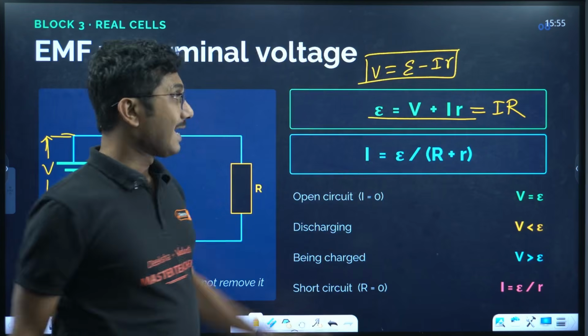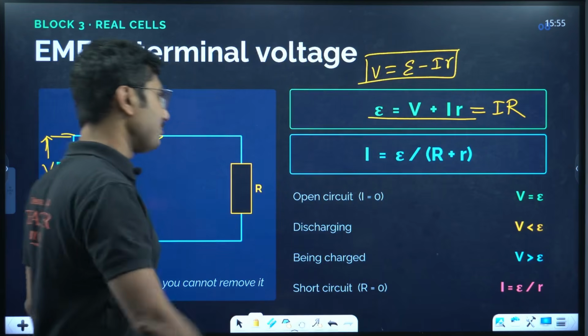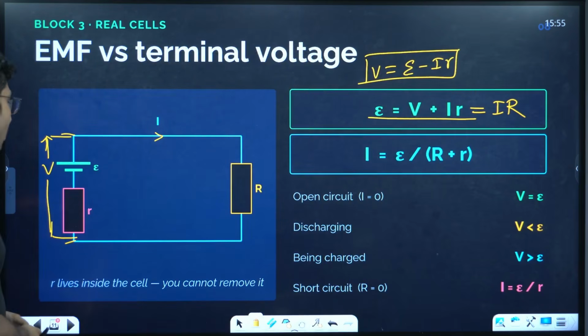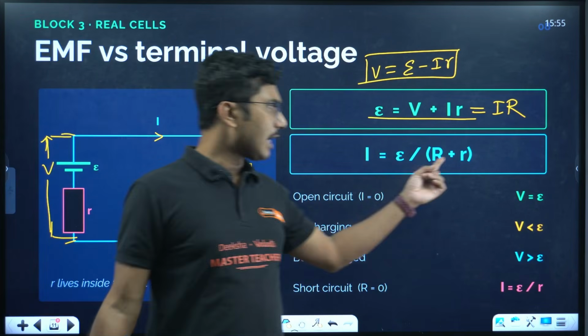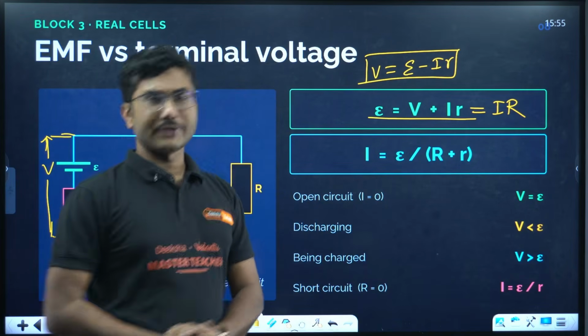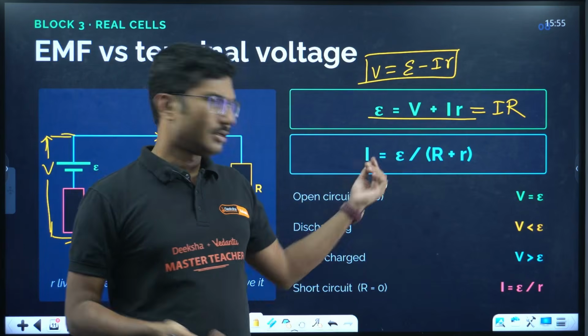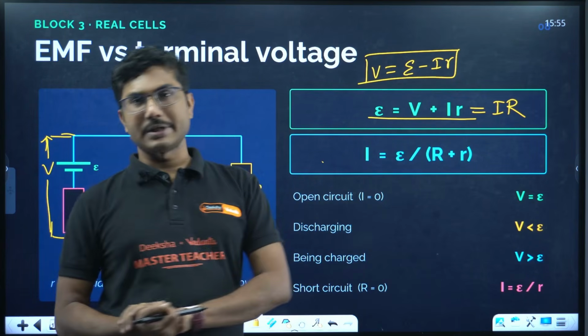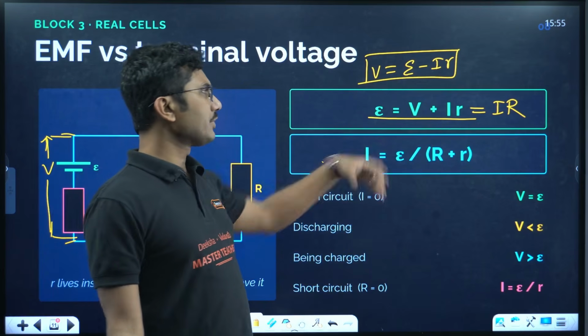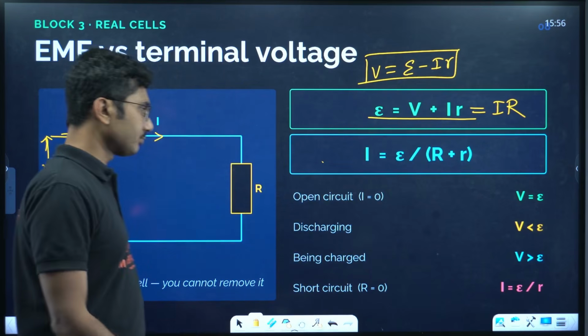Okay, to find the current passing through the circuit, we basically use Ohm's law, with two resistors in series. The equivalent resistance is R plus R, and if you divide the EMF epsilon by it, you will get the current in the circuit. So E divided by R plus R gives you the current. Use this current to calculate the terminal voltage.